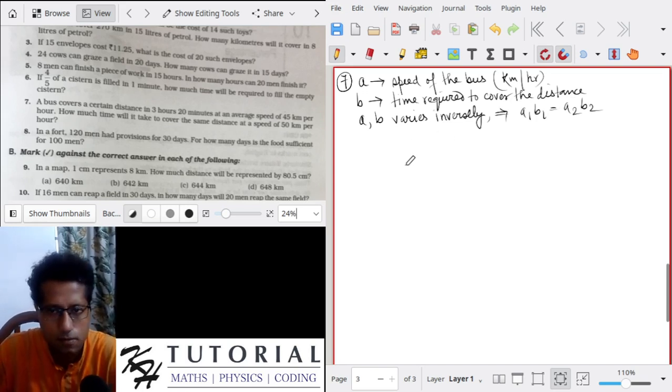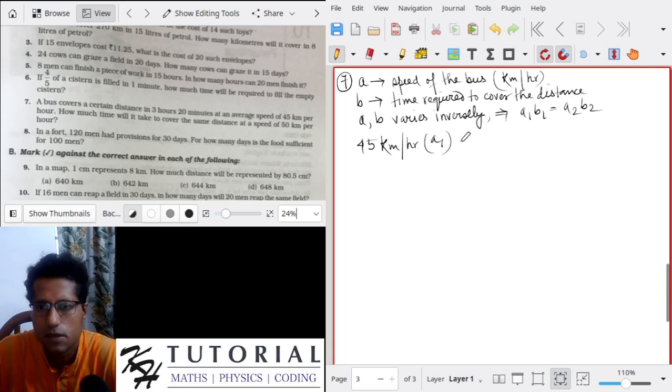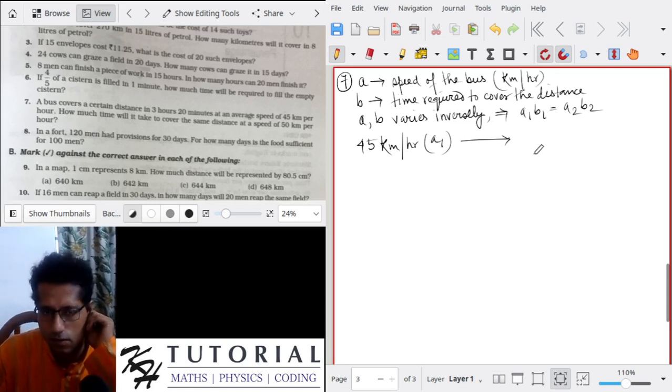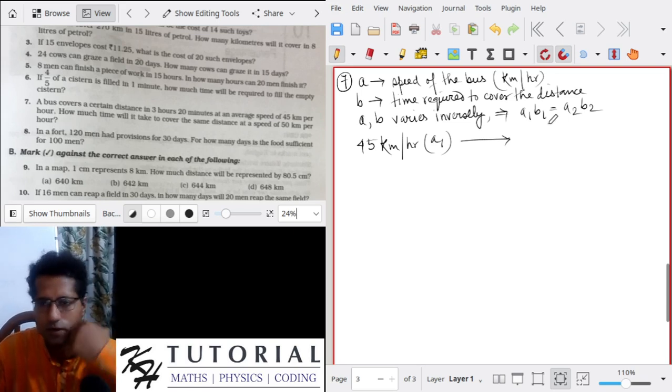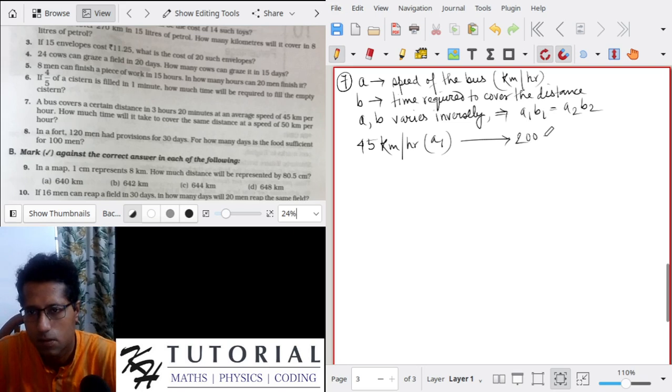Now it says that the bus covers a certain distance in 3 hours 20 minutes at an average speed of 45 km per hour. So running at a speed of 45 km per hour, let's say this be A1, it is covering the distance in 3 hours 20 minutes. So let's convert the unit, the time 3 hours 20 minutes into minutes. So 3 hours 20 minutes means 180 minutes plus 20 minutes, that is 200 minutes. Let's say this is B1.